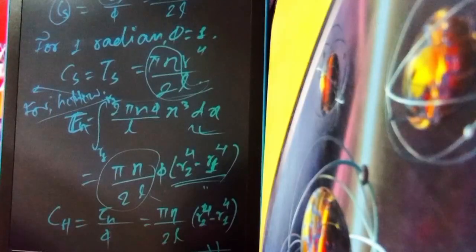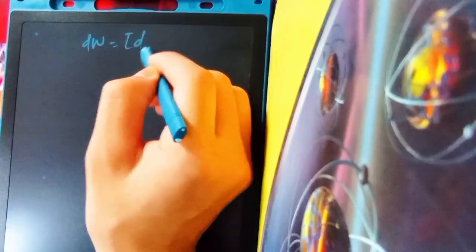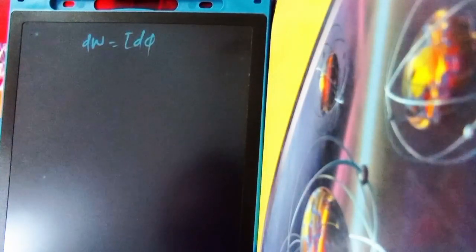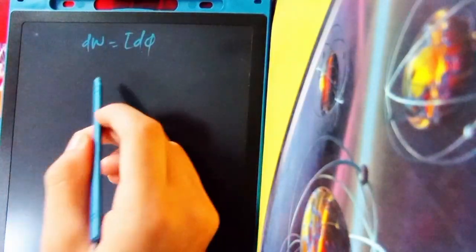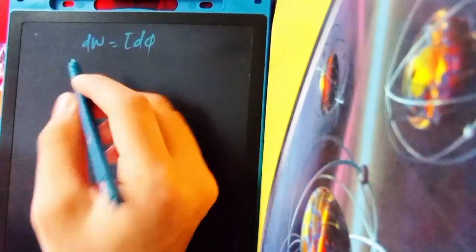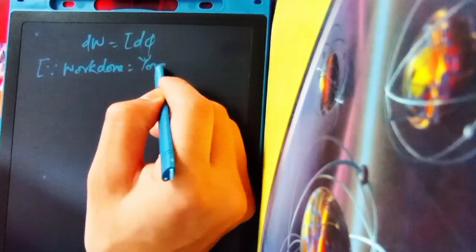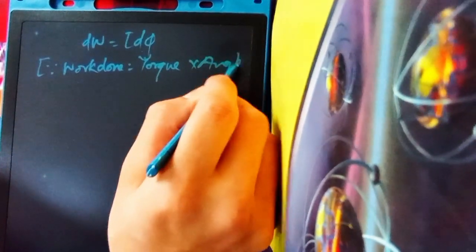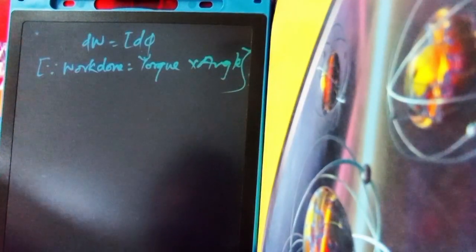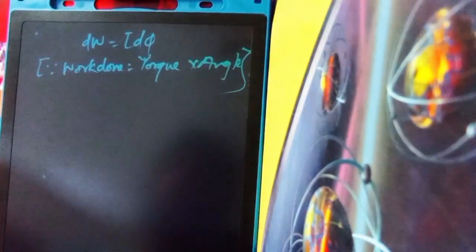Now we'll derive the work done. This is important. Work done required in twisting a rod or wire by a small angle d phi. For a small angle d phi, the work done will be dW is equal to tau d phi. Well, we know that, torque is force into distance and work done is also force into distance. So for small work done, dW is equal to tau d phi. You must know this thing. Simply, work done is equal to torque into angle. This is the formula.